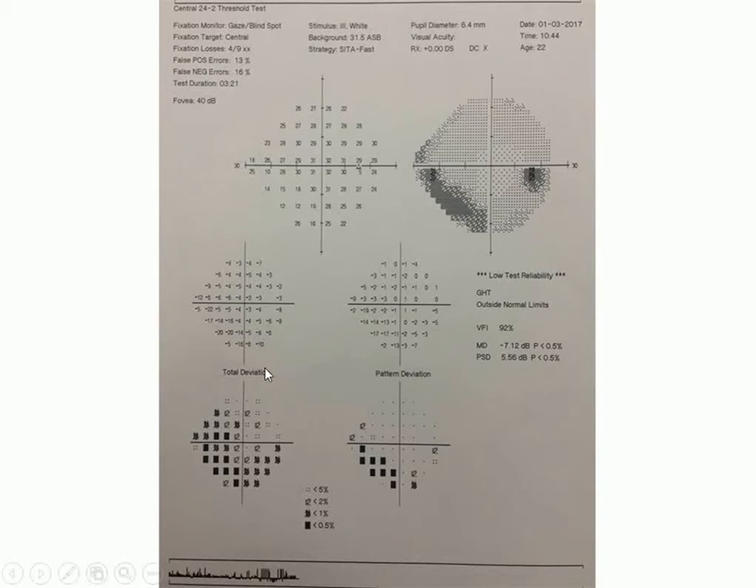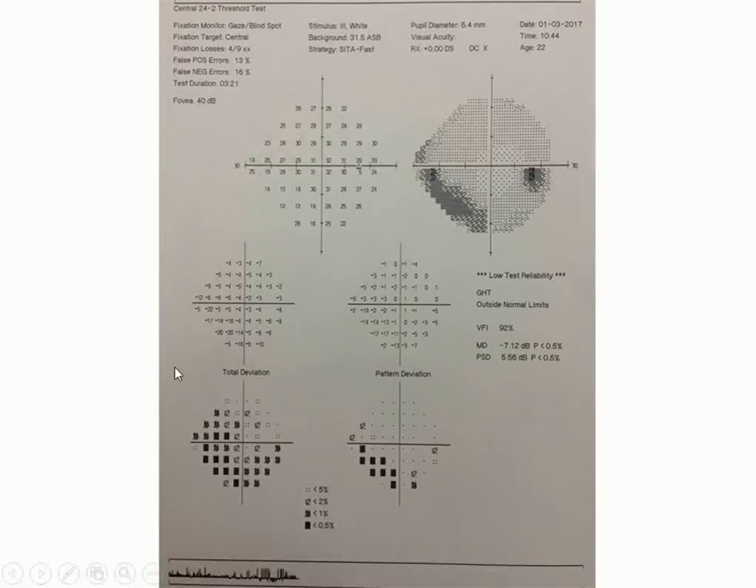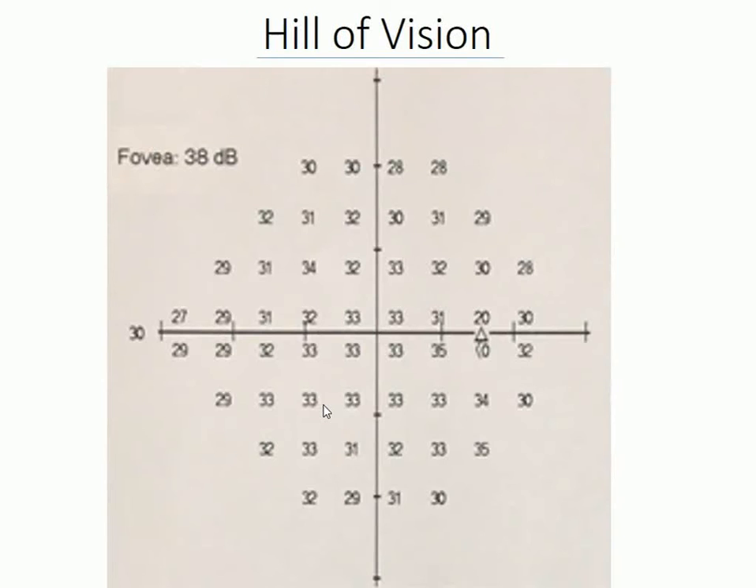And just, we'll come to it later, but there's the pattern deviation that I've been showing examples of in the previous slides, and there's the total deviation, and we'll again come to discuss what each of those means separately. I now want to talk about a concept called the hill of vision.